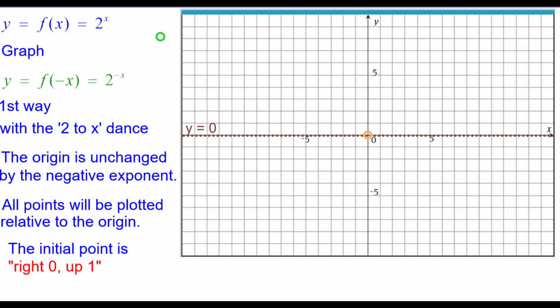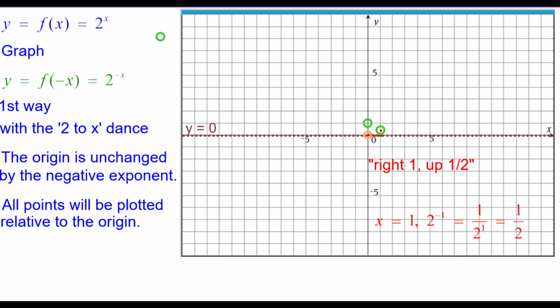The first point is right 0 up 1, and the reason for that is when x is 0, 2 to the opposite of 0 is 2 to the 0, which is still 1. From there, right 1 up a half, x equals 1, so 2 to the opposite of 1 is 2 to the negative 1, which is 1 over 2, which is a half. Right 2 up a quarter, 2 to the negative 2 is 1 over 2 squared, which is 1/4.